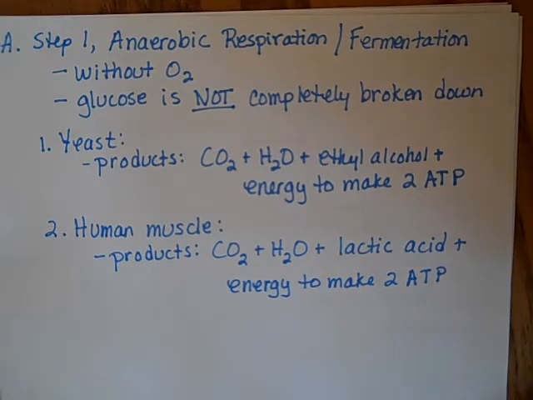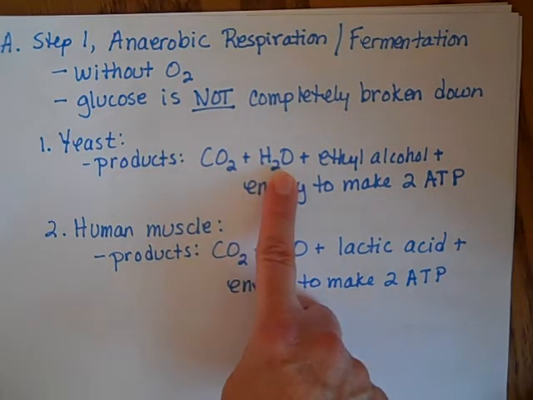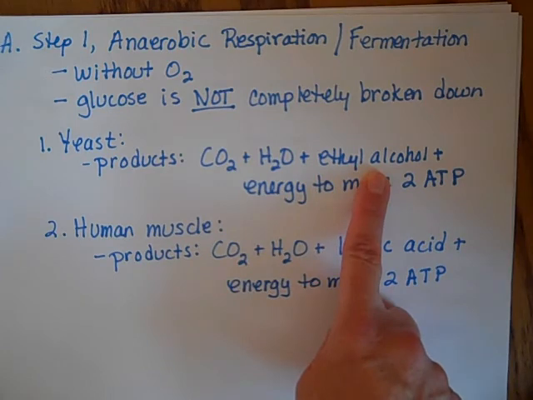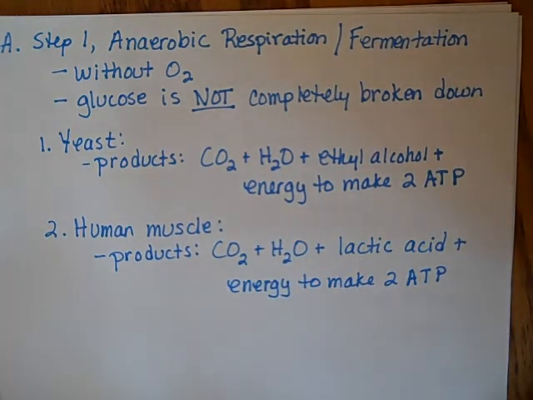One is in yeast, and we're going to do a lab with yeast later in the week. And the yeast, once it does that first step, called fermentation in this case, the products are carbon dioxide and water, like we would expect, and a third product, since the glucose is not broken down all the way. The third product is ethyl alcohol. And we don't get a lot of energy out of our glucose because we're not breaking it down all the way. We only get enough to make 2 ATP molecules, which isn't very much. If you break down glucose all the way, you can get 36 ATP molecules out of it. So there's a lot of energy in that glucose. But without oxygen, you can't get that energy out.